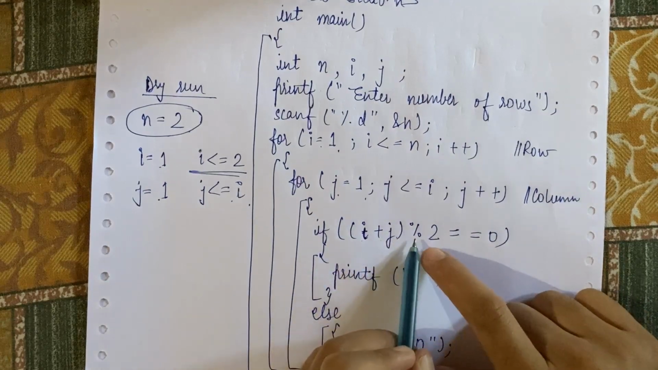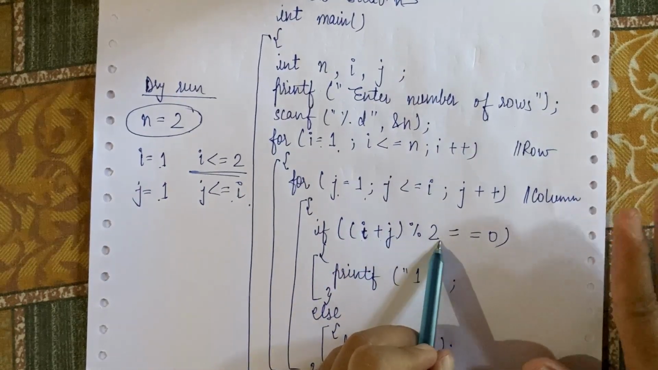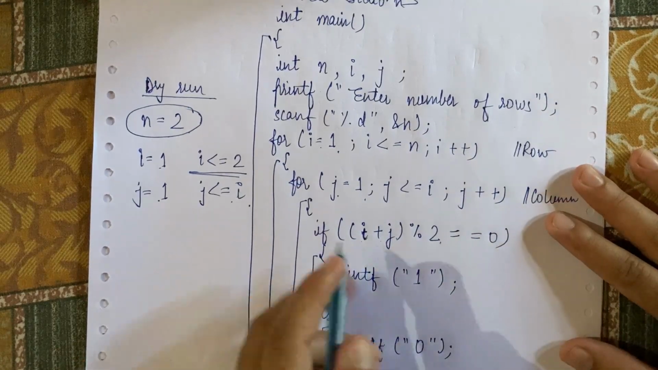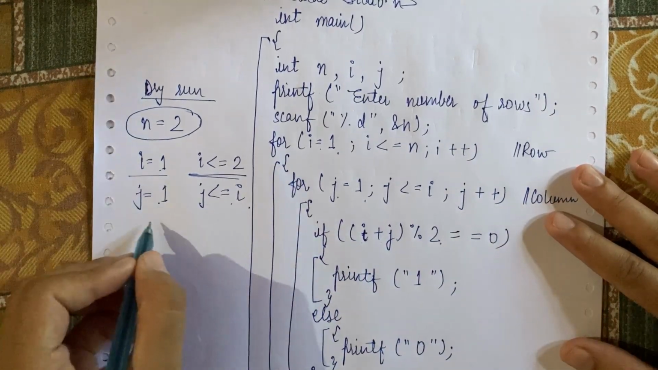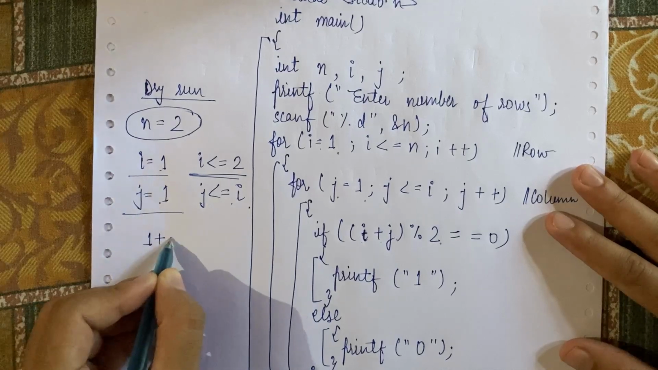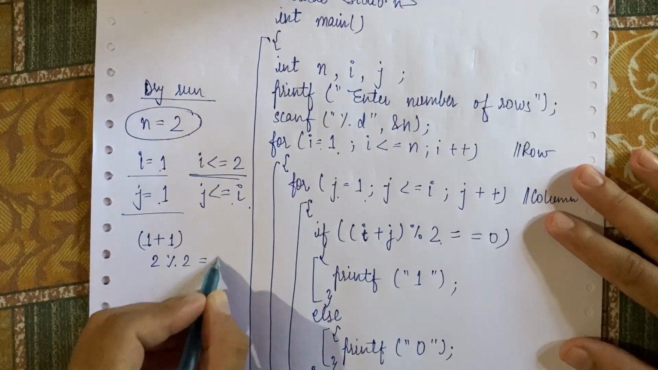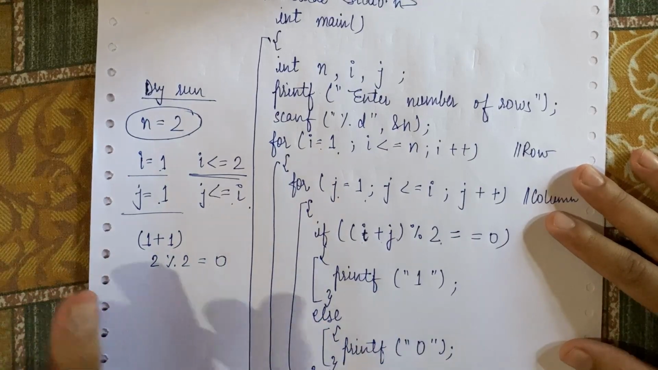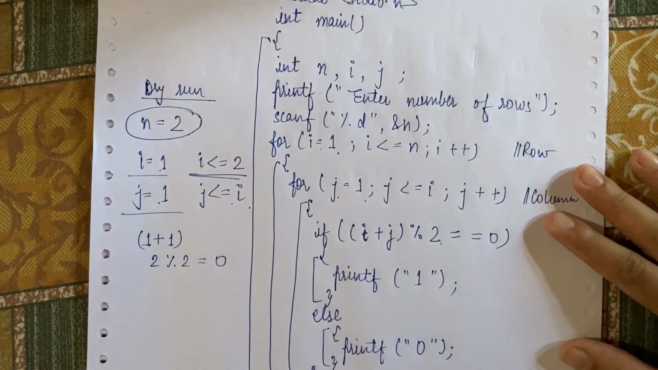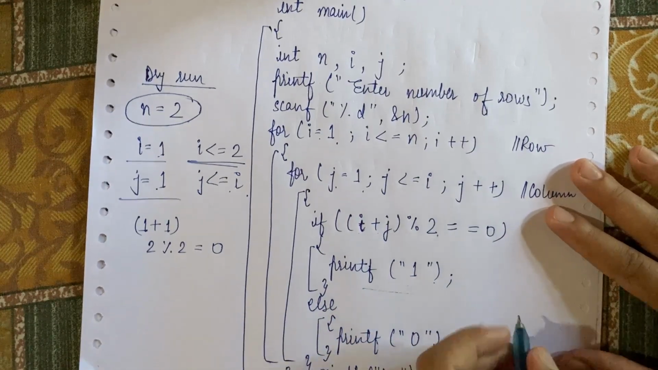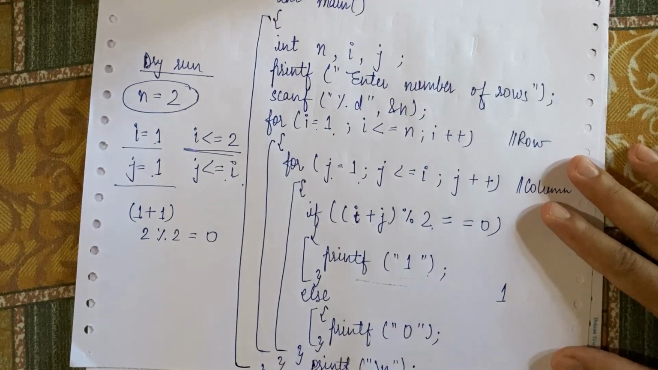(i + j) modulus 2 is equal to 0. This is the condition that we have. The value of i is 1, j is 1, i plus j will be 2, and 2 mod 2 is equal to 0. The condition is true. When 2 is divided by 2, the remainder is 0. That means this condition is true, so it will print 1. What will be printed? 1.